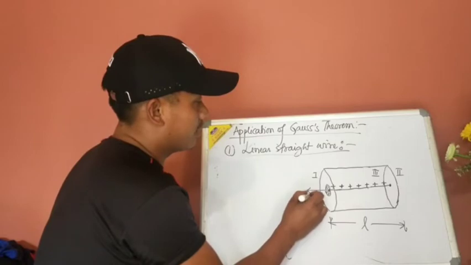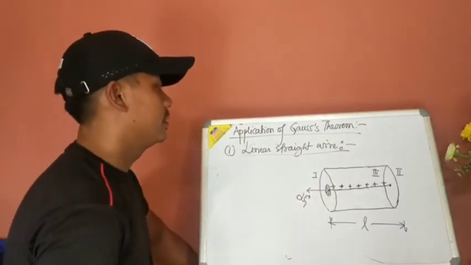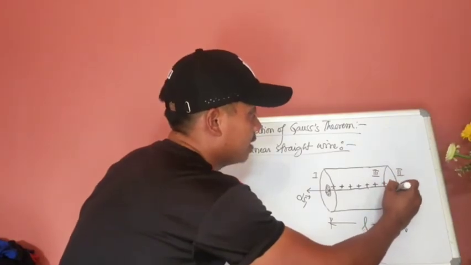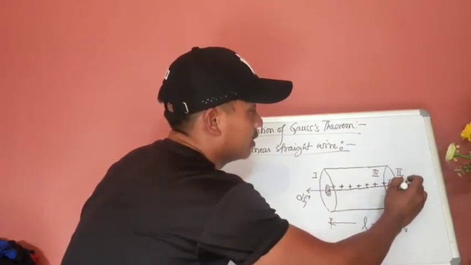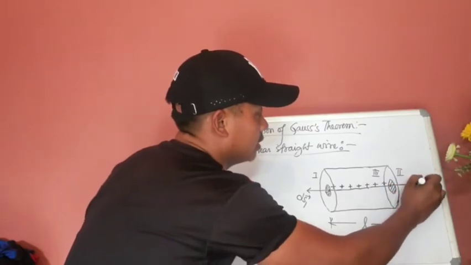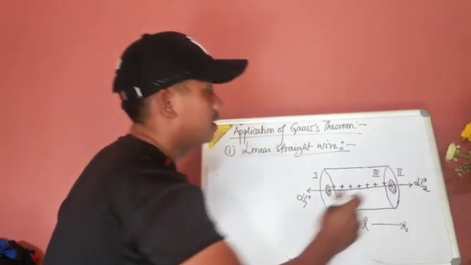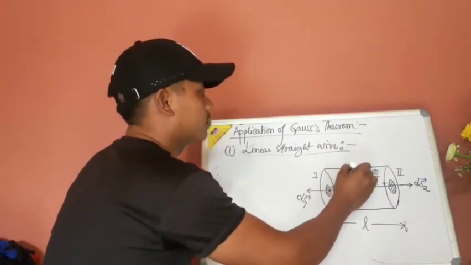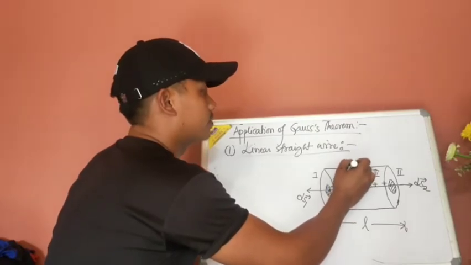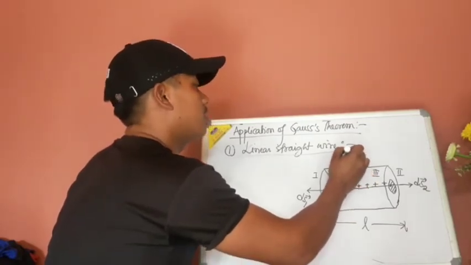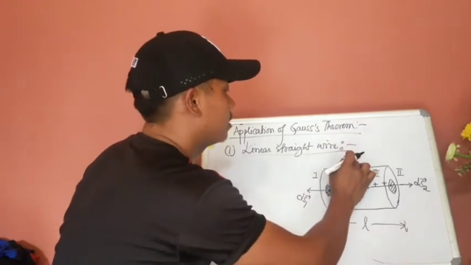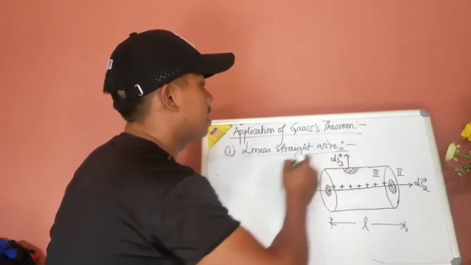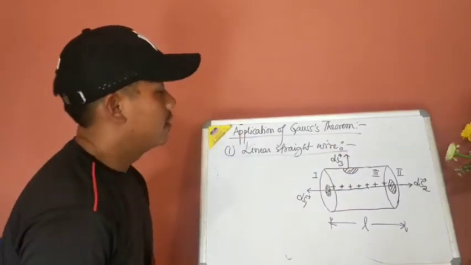So this is the ds1 vector. Then for the second surface, the small area vector will be the ds2 vector. This is also perpendicular to the second surface. Then the third surface, perpendicular to the third surface, this will be taken as the ds3 vector.